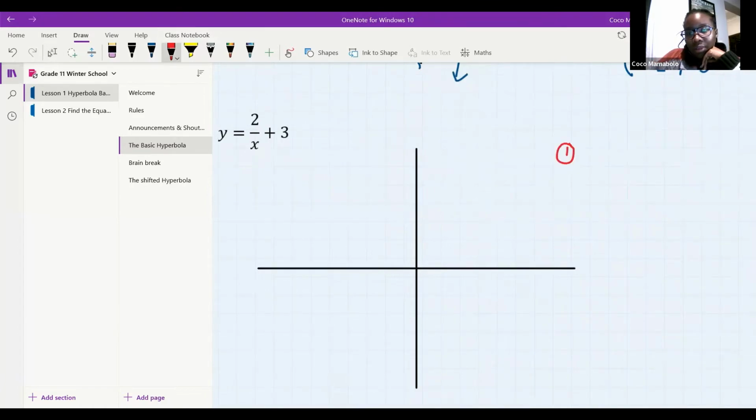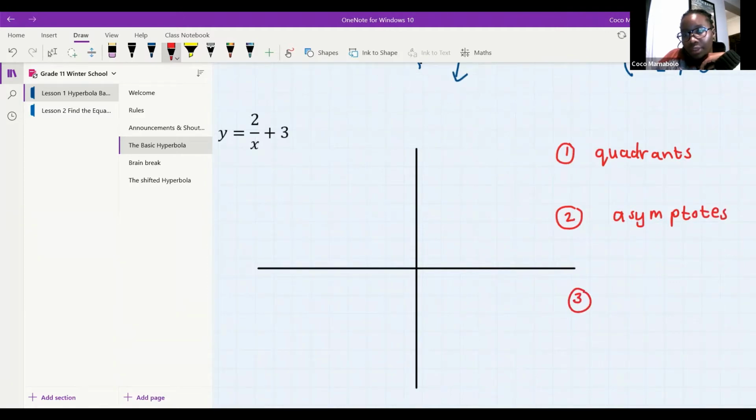Number 1, we're looking for our quadrants. I'll just write them out over here. 2, asymptotes. And 3, intercepts. Let's do this, guys.